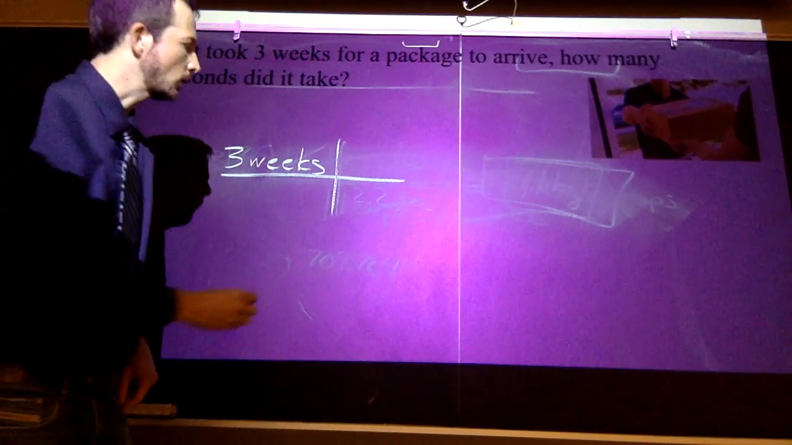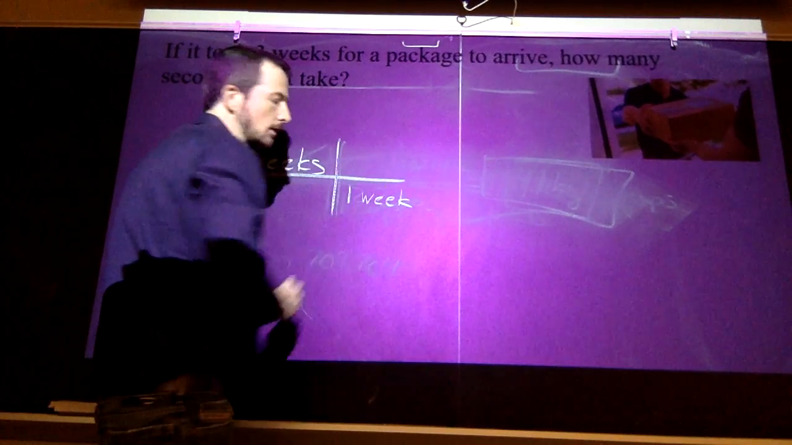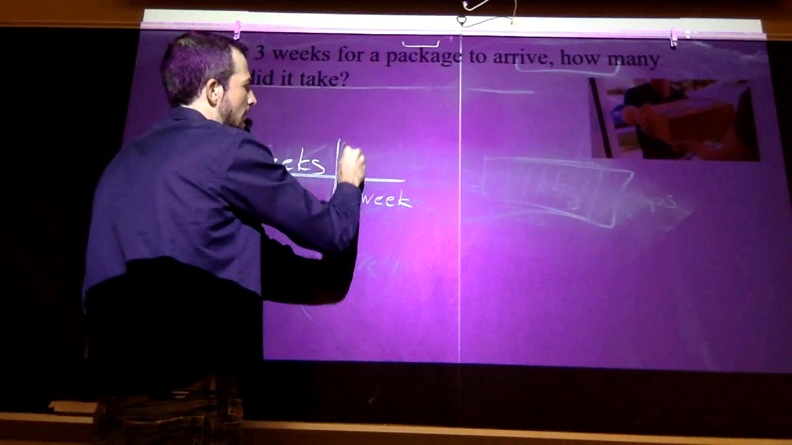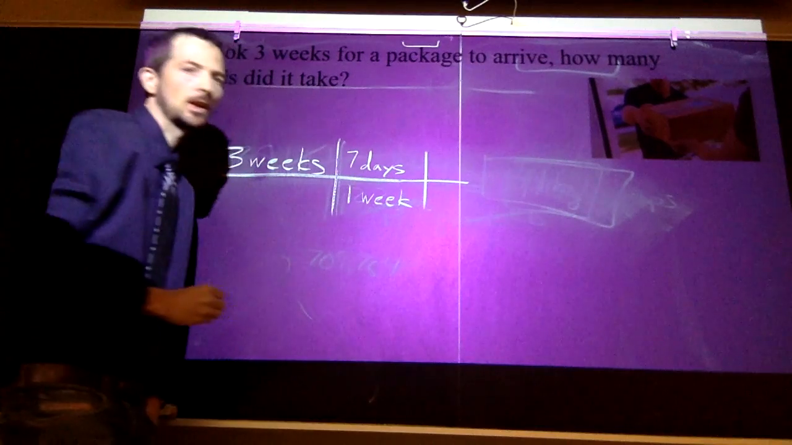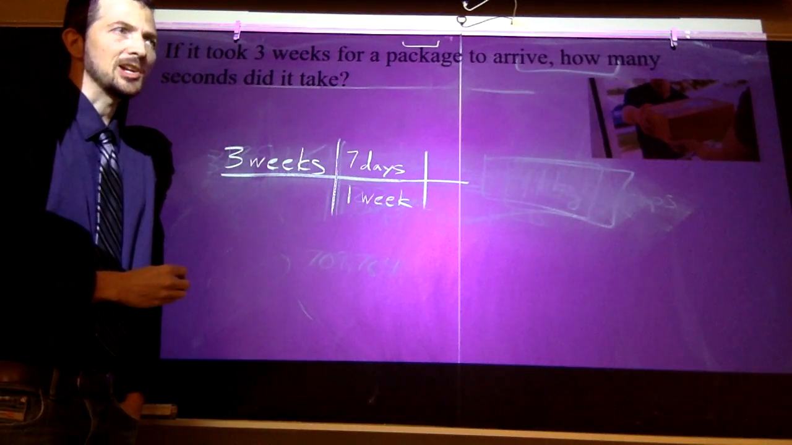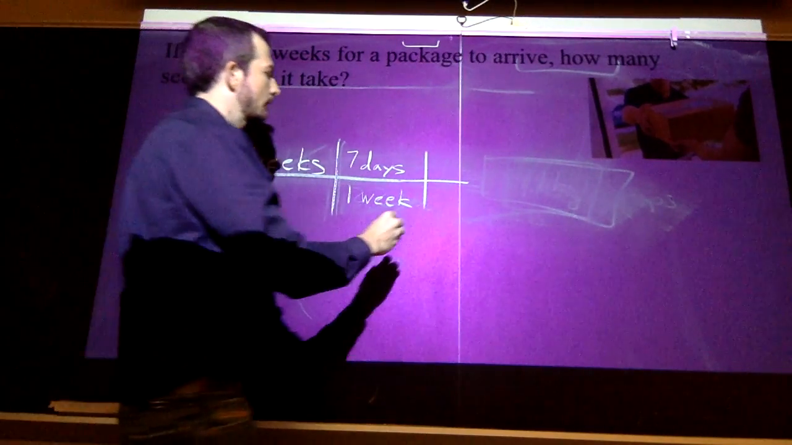So I know 7 days in a week, so I'm going to write that down. So 1 week. Now I put that on the bottom so it'll cancel out. I know there's 7 days in a week. Do I know how many seconds are in a day? No. But what I know about days, I know how many hours are in a day.